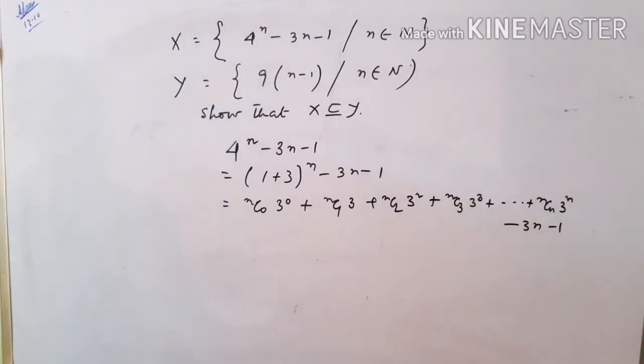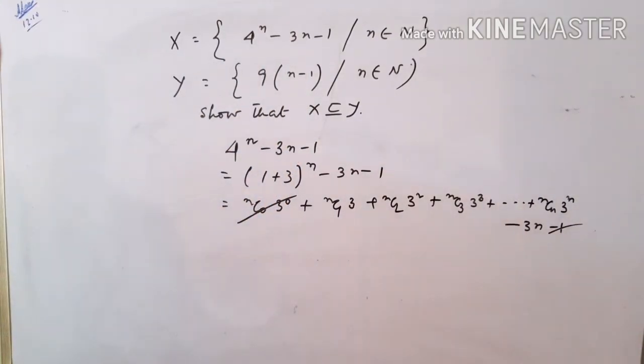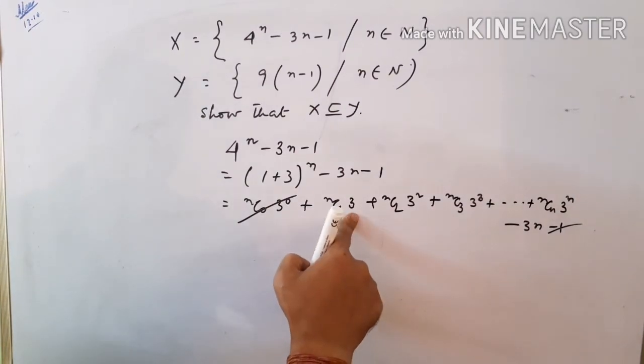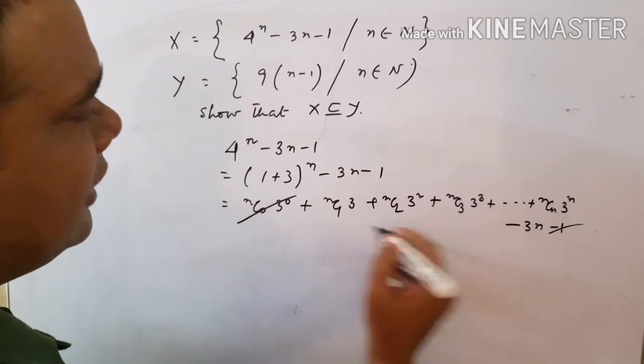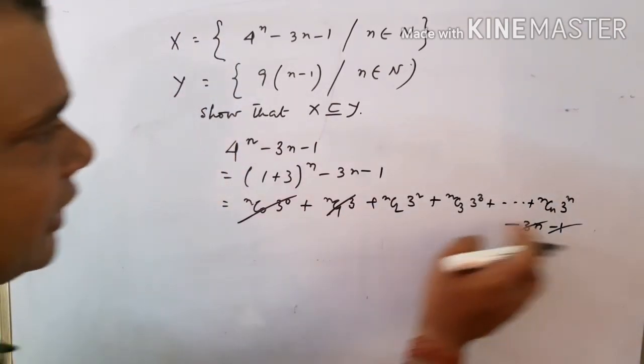Now see that nC0 is 1 and 3 to the power 0 is 1. So 1 into 1 is 1, and minus 1, they will cancel each other. nC1 is n into 3, so this value is 3n, and here is minus 3n. Again they will cancel each other. Now see the remaining terms.